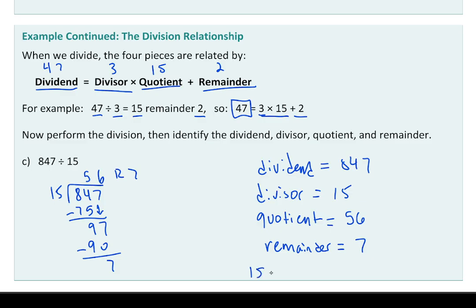Let me write that down. 15 times 56 plus 7 does in fact give us 847.